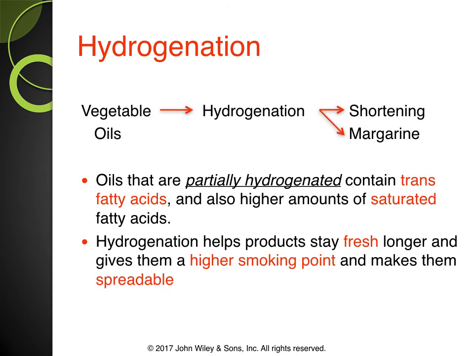This is the process of how you go from vegetable oils, for example, to shortening margarine. So they undergo a process called hydrogenation, and again, this produces trans fat.